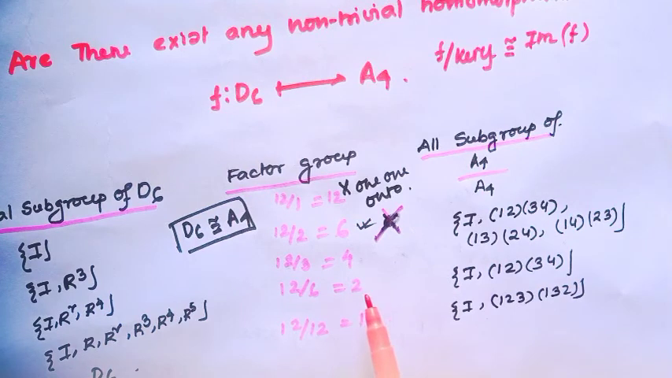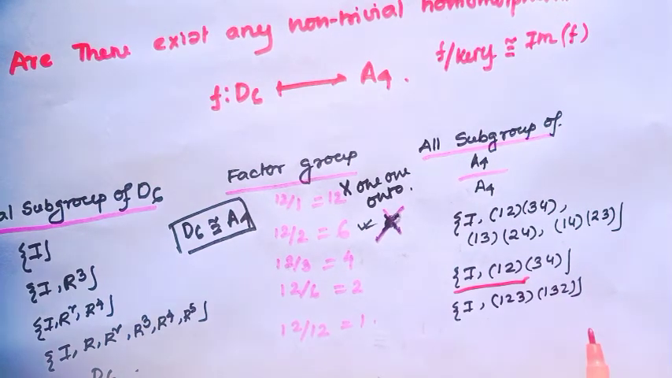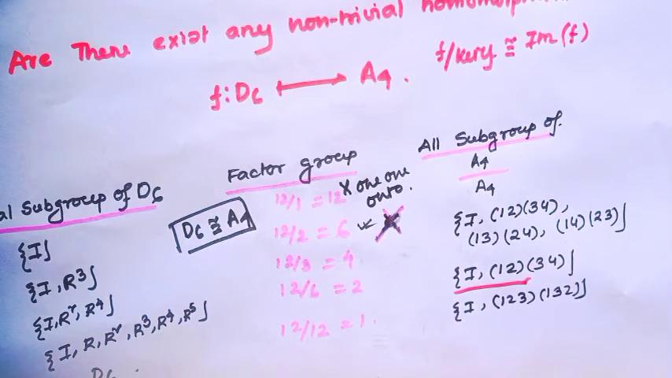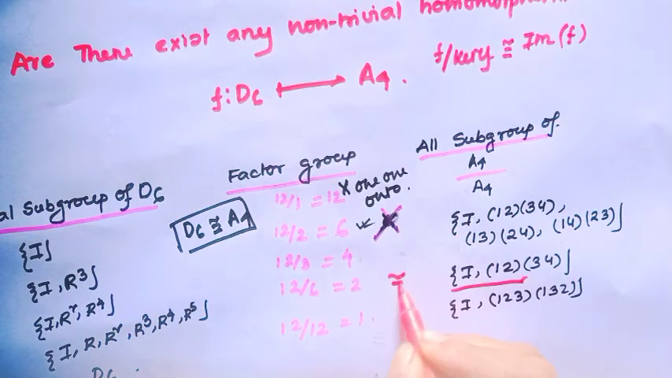Now notice this factor group. Notice here the result is 2, and there exists a subgroup of order 2 in A4. Is this possible? We all know only Z2 is a group of order 2, so it is actually isomorphic to Z2.